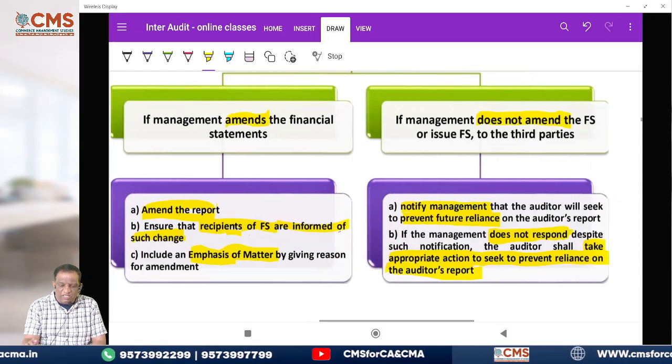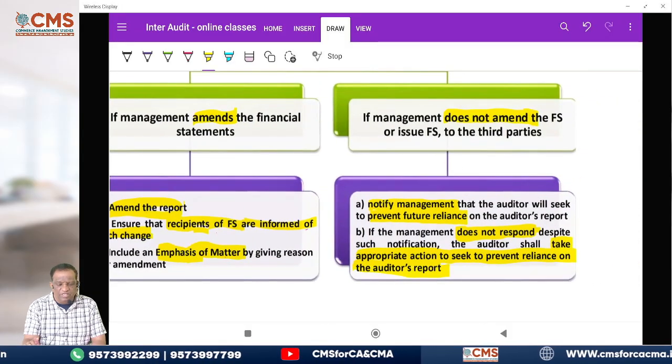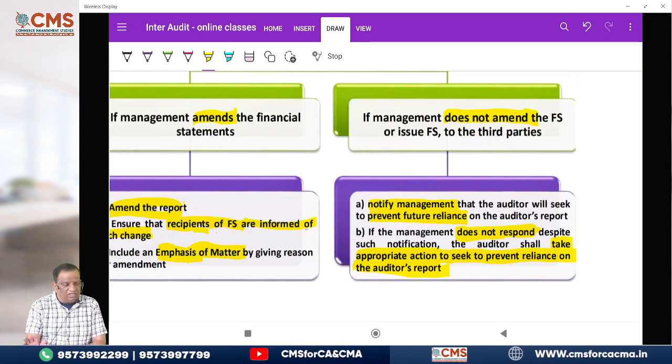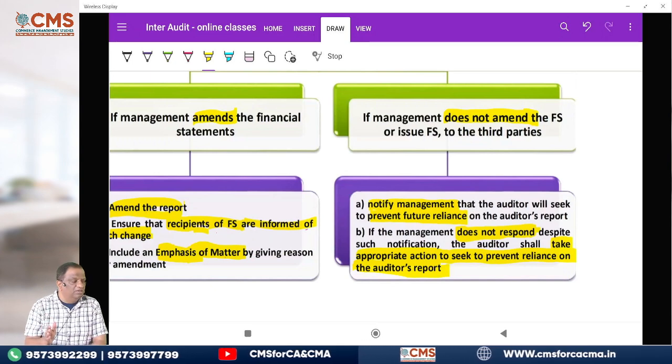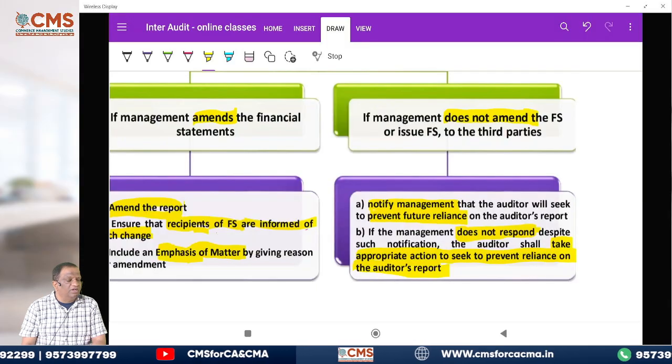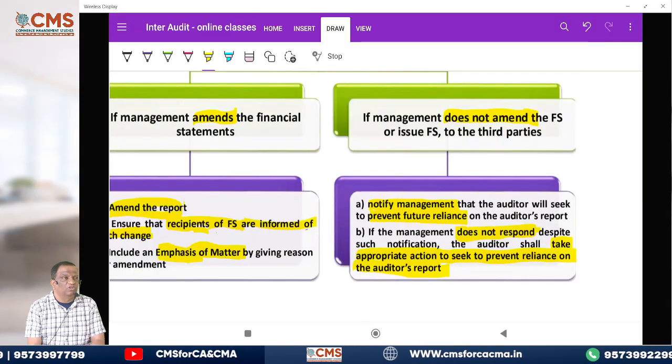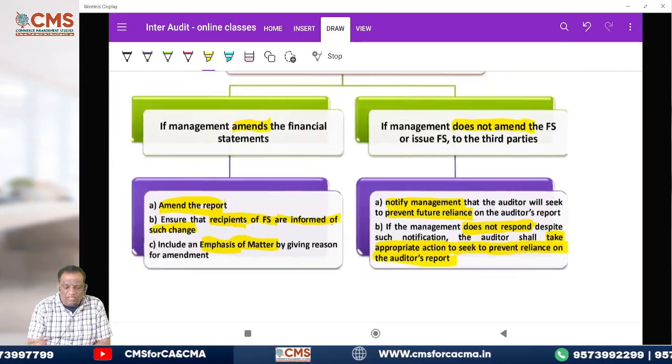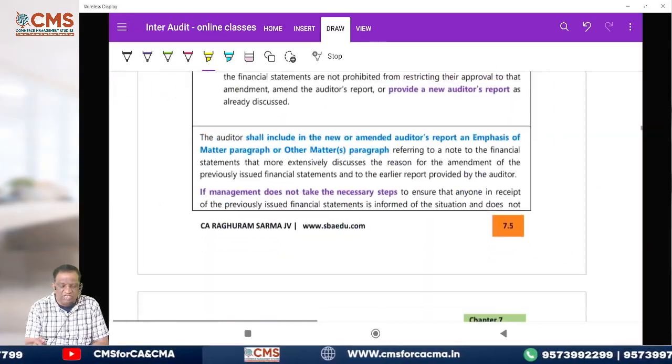But if the management is not ready to support you in this, then you tell them that you have every right to prevent the misuse of it. But if they don't listen, then you just go and take proper action to prevent the circulation of it. So this is the summary of these subsequent events.